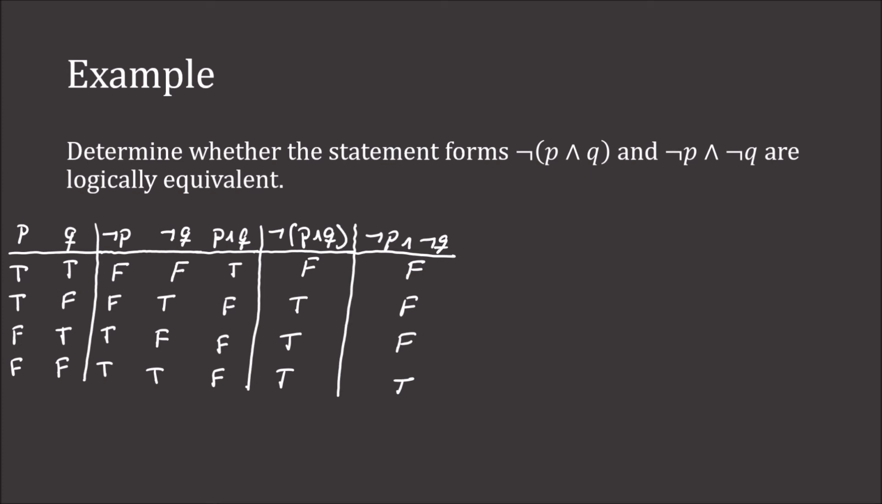In order for these two statements to be logically equivalent, we must have identical truth values. Well, notice the second row and the third row. They are not the same. Therefore, we can conclude that the negation of P and Q is not logically equivalent to not P and not Q. In other words, these two statements do not say the same thing. They're not the same.